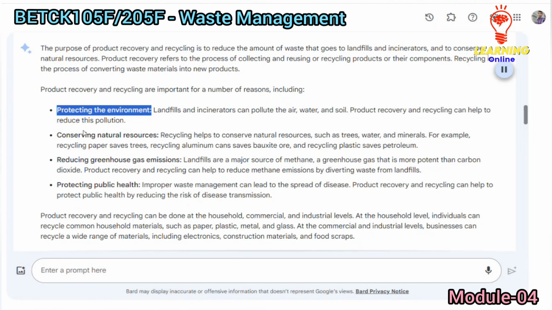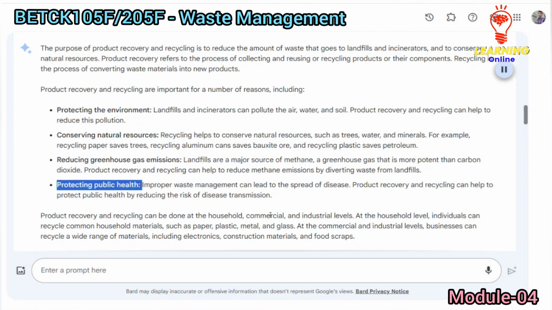Conserving natural resources. Recycling helps to conserve natural resources, such as trees, water, and minerals. For example, recycling paper saves trees, recycling aluminum cans saves bauxite ore, and recycling plastic saves petroleum. Reducing greenhouse gas emissions. Landfills are a major source of methane, a greenhouse gas that is more potent than carbon dioxide. Product recovery and recycling can help to reduce methane emissions by diverting waste from landfills.